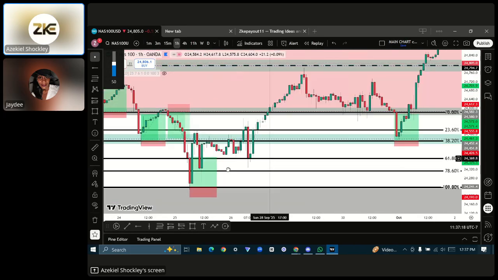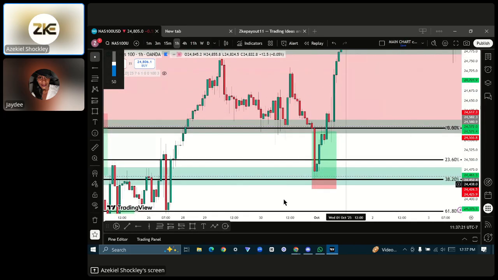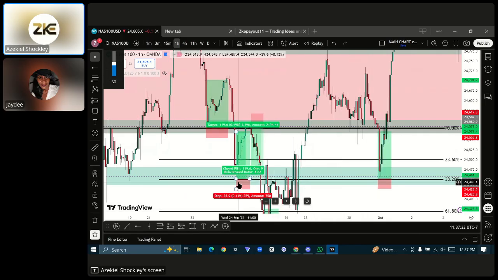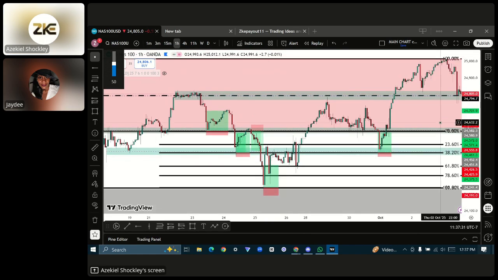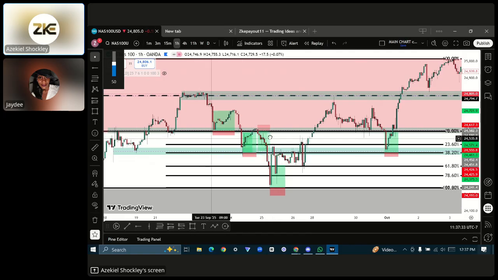Hey Z, how'd you catch this entry? It's the same area I caught my previous trade all the way back to the left a few days ago. That buy I took off the 382. It's just the same tap of the 382 again in the same pivot zone. You see what I'm saying? I see what you're saying.